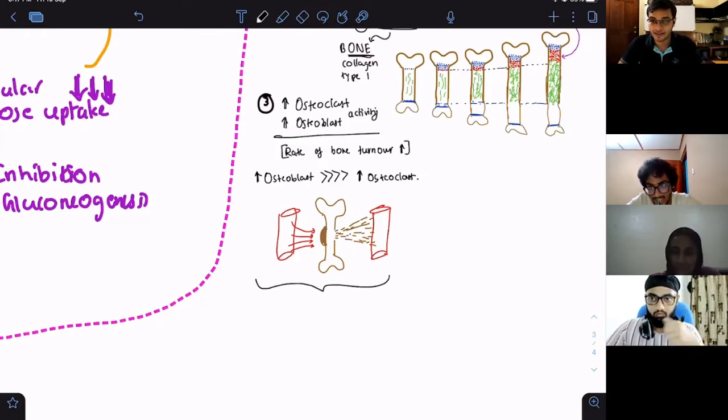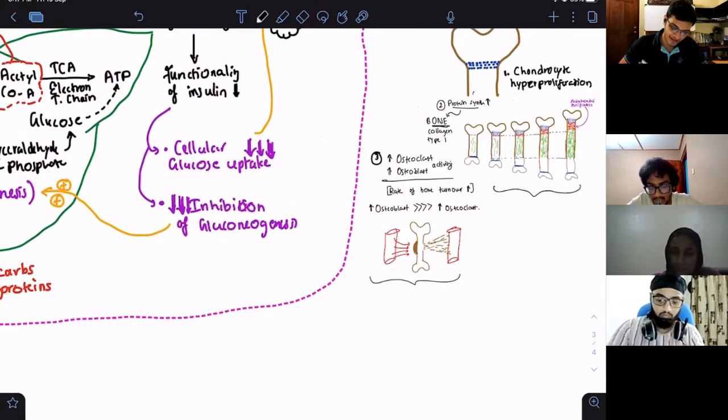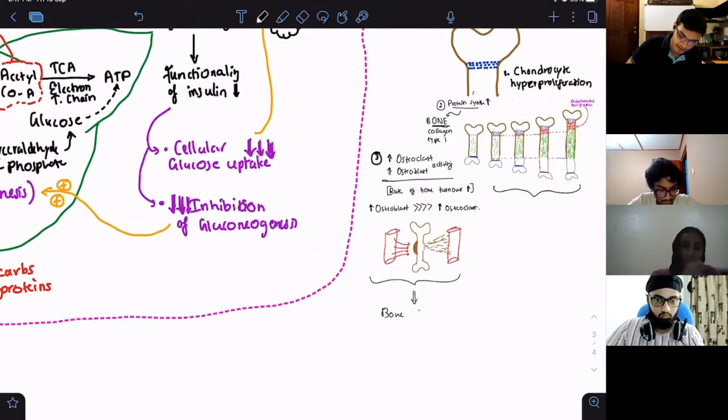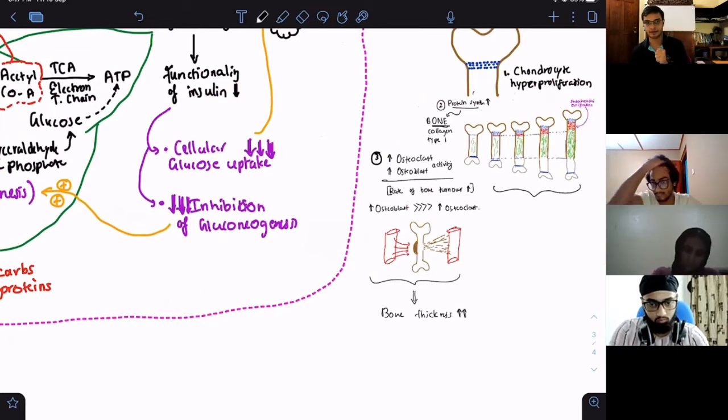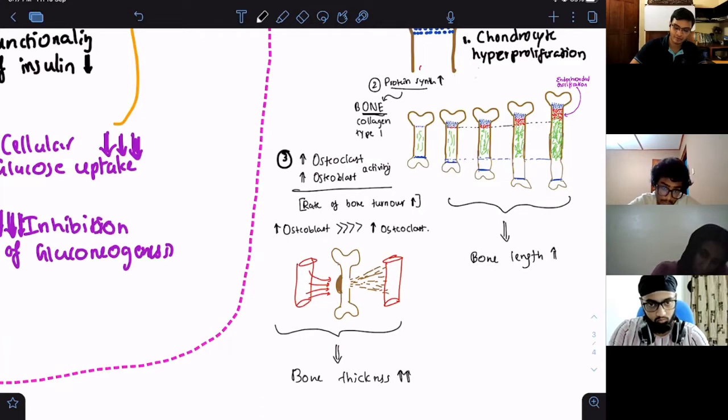Yeah, go on. The length and the width will increase. Yeah, more than. Okay, look at this, guys. We'll look at these two processes, from this osteoclastic and blastic activity. When the blast activity is especially higher, we have a bone thickness increase, majorly. Here, when the chondrocytes hyperproliferated and endochondral ossification was larger, what do we have? Bone length. Yes, bone length increases mainly.